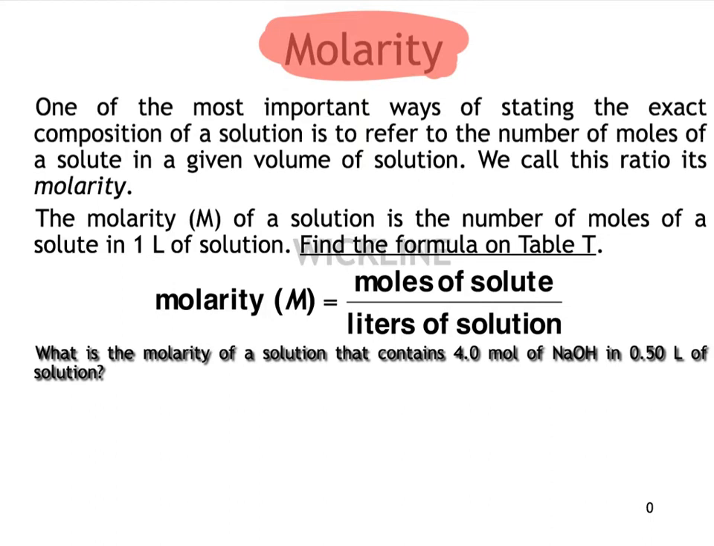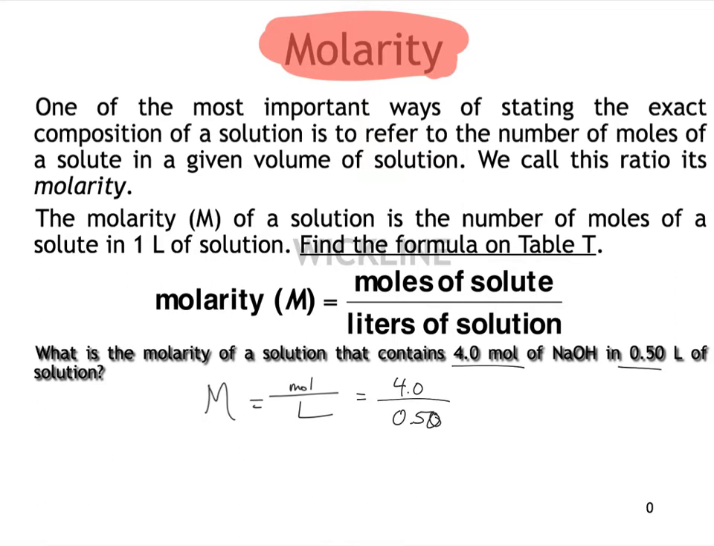Let's do an example. Now admittedly this is an easy example. It's very straightforward. What is the molarity of a solution that contains 4 moles of sodium hydroxide in half a liter of solution? So according to the equation, molarity, or a capital M, is the moles of solute over the liters of solution. So let's start out by writing that. Moles over liters. So the moles, it said in the question, was 4 moles, 4.0, and the liters it said was 0.5.